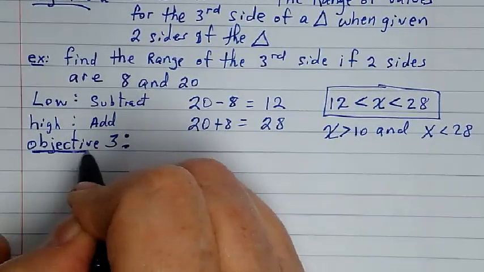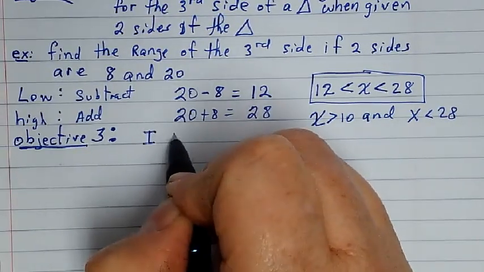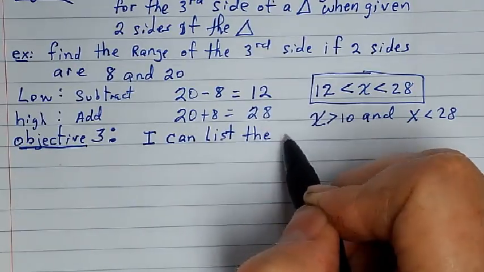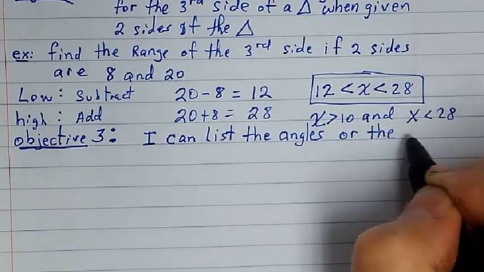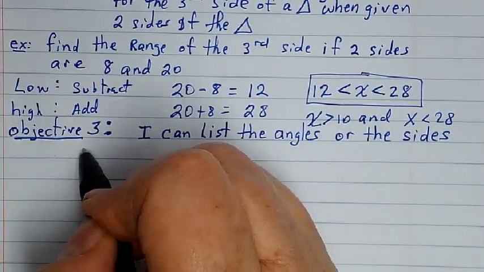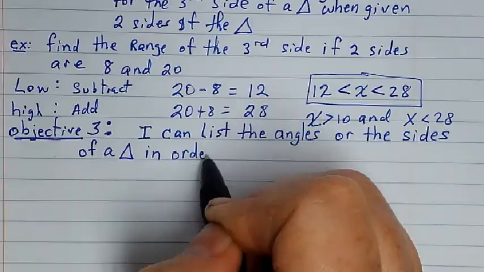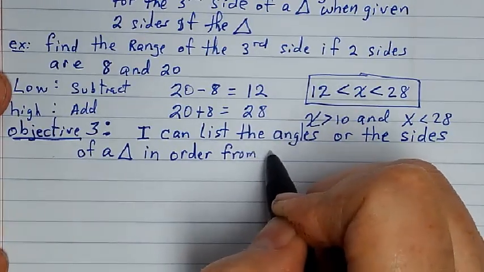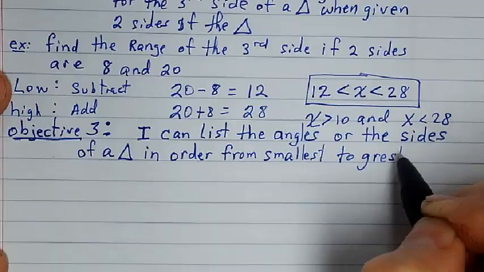Check out objective number 3. I can list the angles or the sides of a triangle in order from smallest to, what's that word? Greatest.